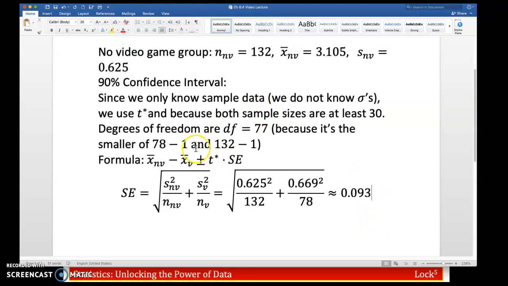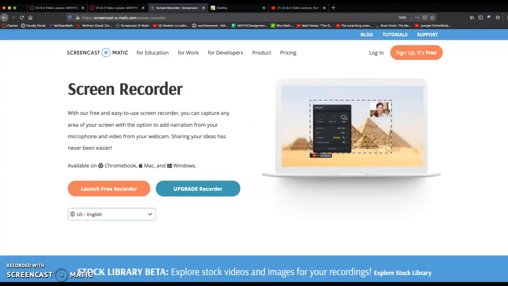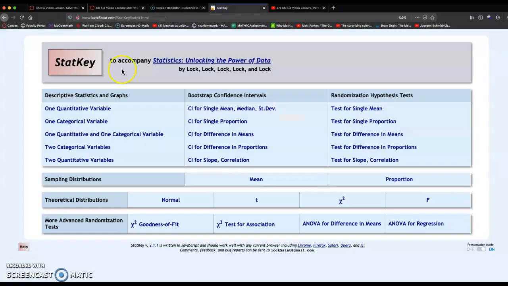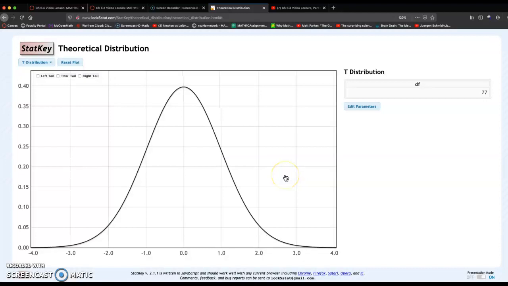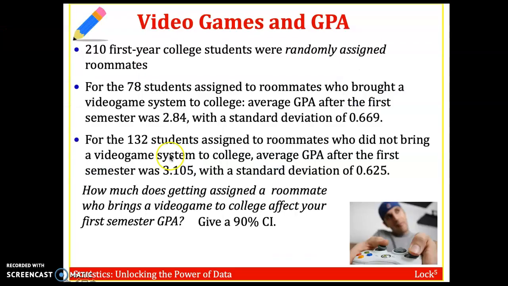All right, so I want to get t-star next. I got standard error, t-star. I'm going to go to StatKey. All right, I got StatKey here. For t-star, we're going to go to the theoretical Student t distribution. It's going to ask you for degrees of freedom, which I already noted before is 77 in this example. Click on two-tail. And we want a 90% confidence interval.